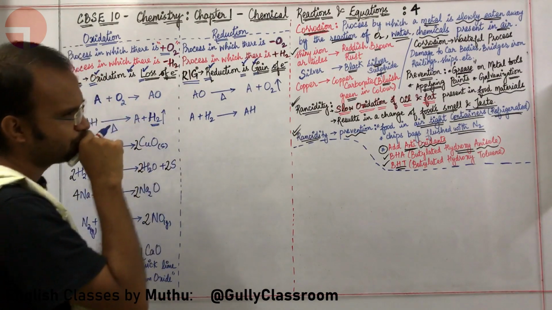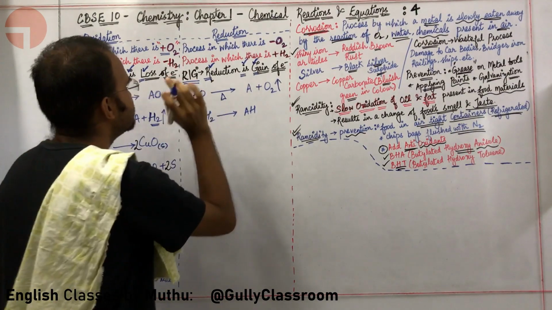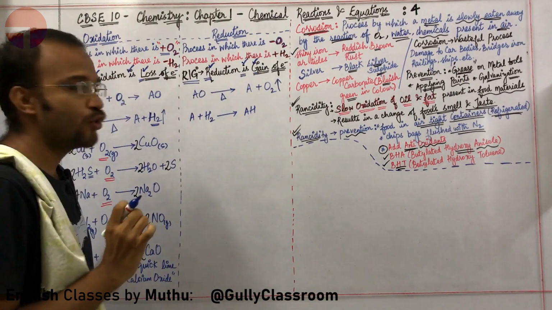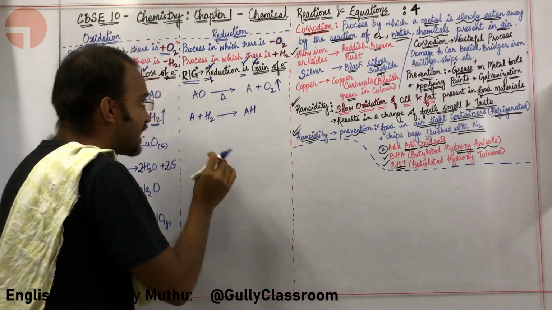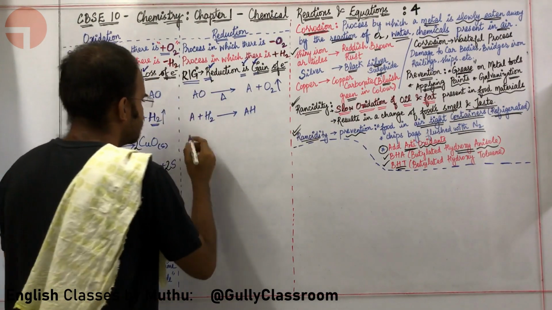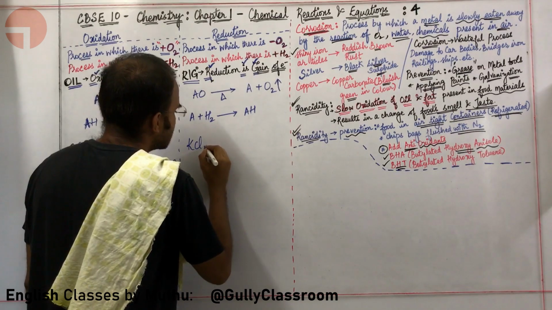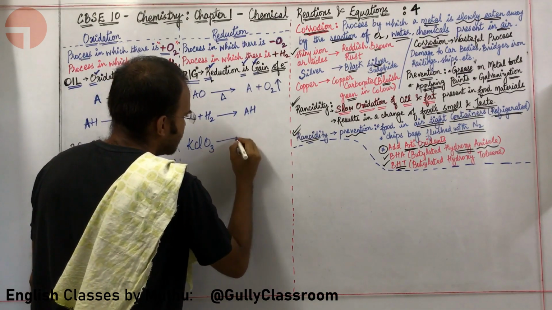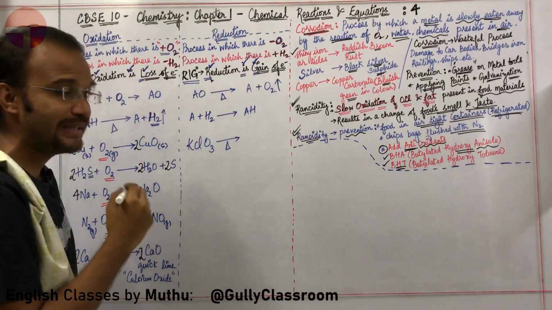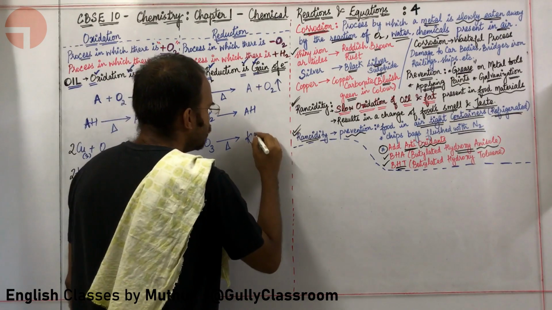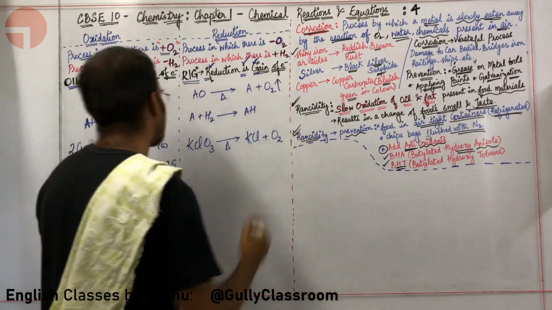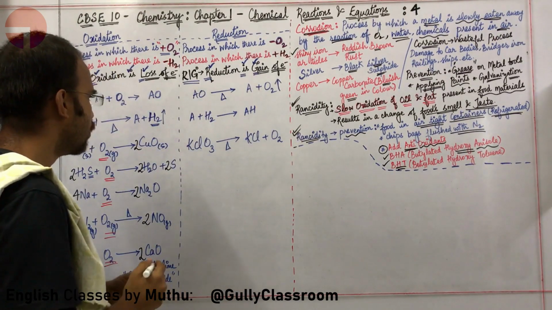First, let us look at removal of oxygen as reduction. I am going to give some examples where I am going to remove oxygen. One of the best examples is KClO3. Let us say you are heating it. You are heating KClO3. What will you get? You will get KCl plus O2.